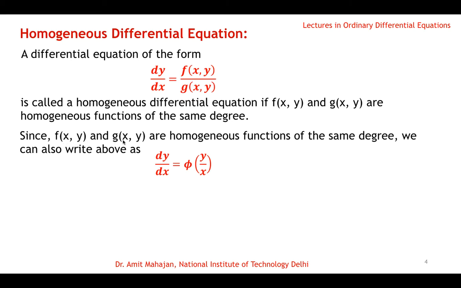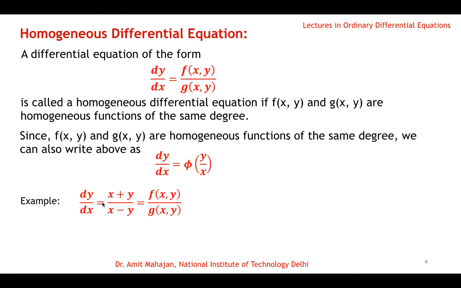And since f and g are homogeneous functions of the same degree, we can also write the above equation as dy/dx is equal to phi, some function of y/x. Because they are of the same degree, if I take x common here and x common here, then say this is nth degree, it is also nth degree. So x^n goes outside, x^n goes outside, they cancel out, and it will be a function of y/x. So I can write it combined as a function of y/x.